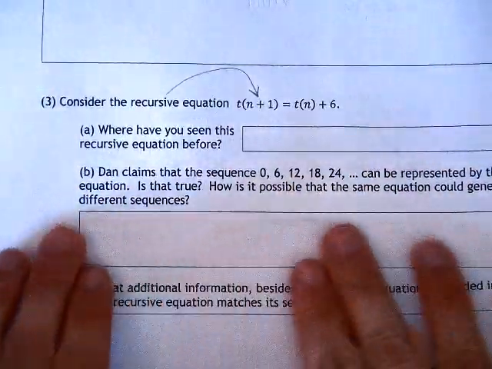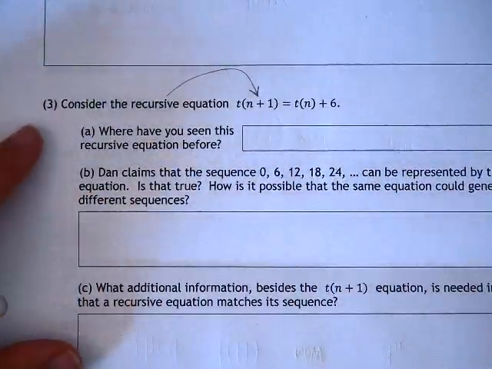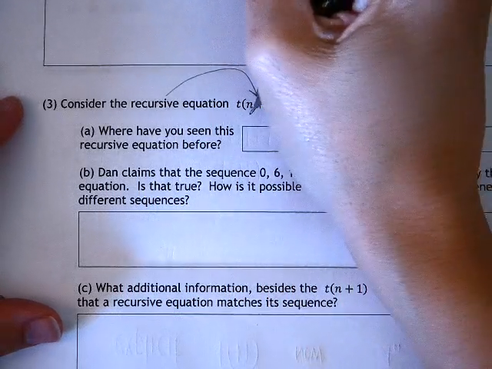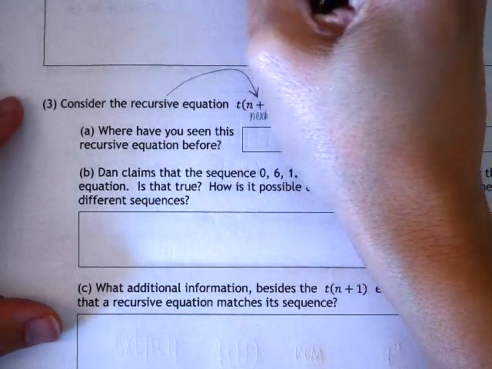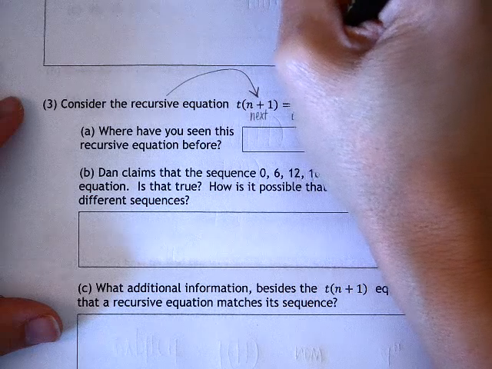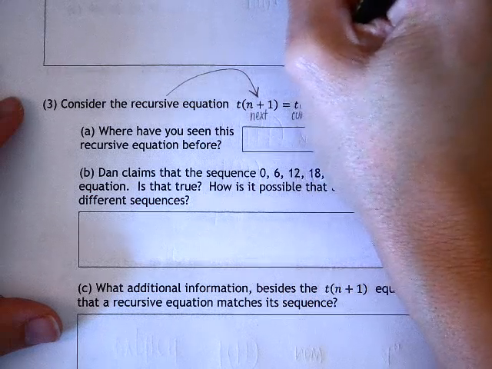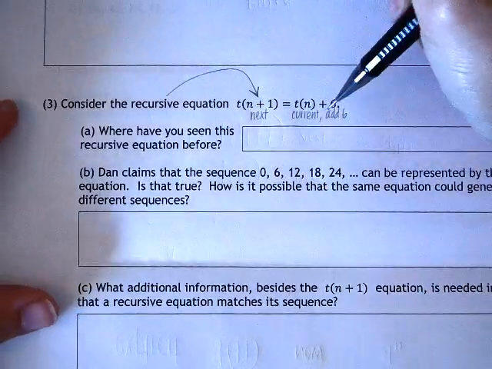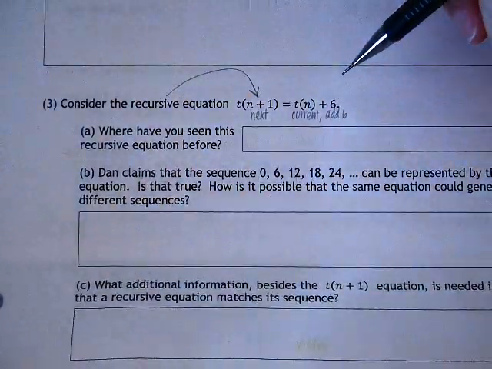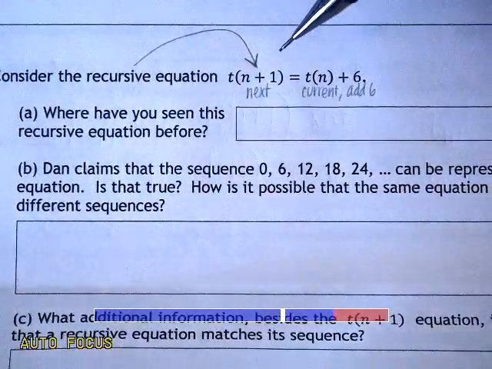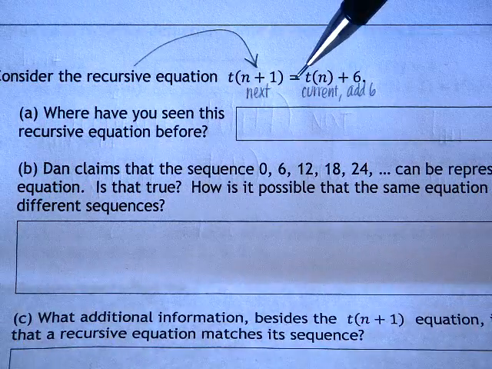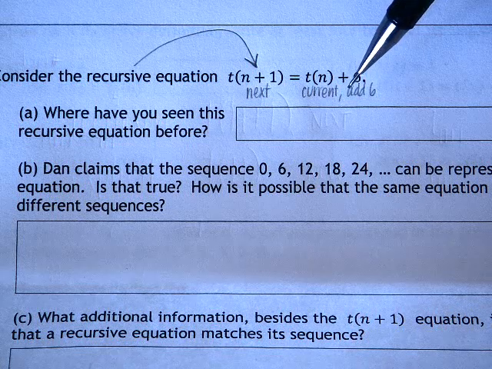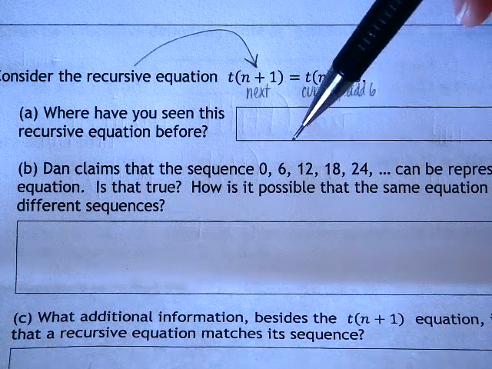So going back to question number 3, this one says t of n plus 1, so what's happening next is that we're going to take our current term, t of n, and we're going to add 6. I like to translate my equations just so I can get a sense of what they're saying. This equation says to get to the next term, take your current term and add 6. So that makes sense. And that sounds familiar.